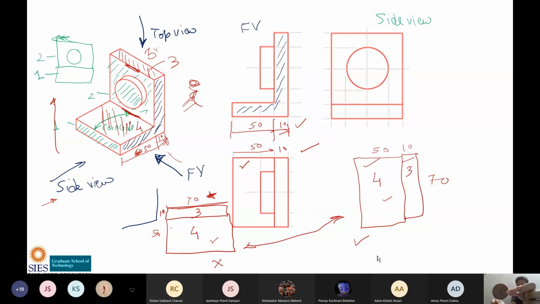Now I am rotating it. Just keep watching. Now as I am rotating it, what is happening? The circle is becoming what? It's becoming an ellipse.